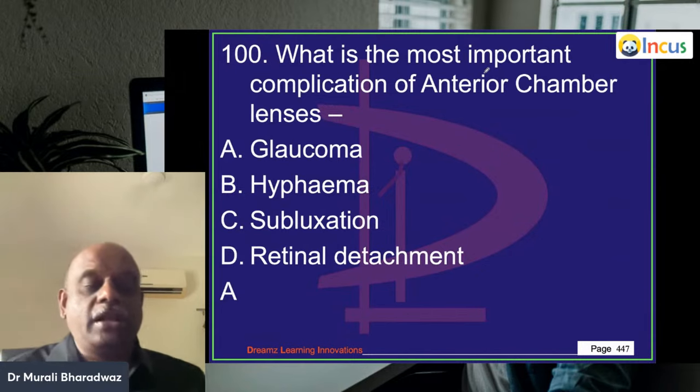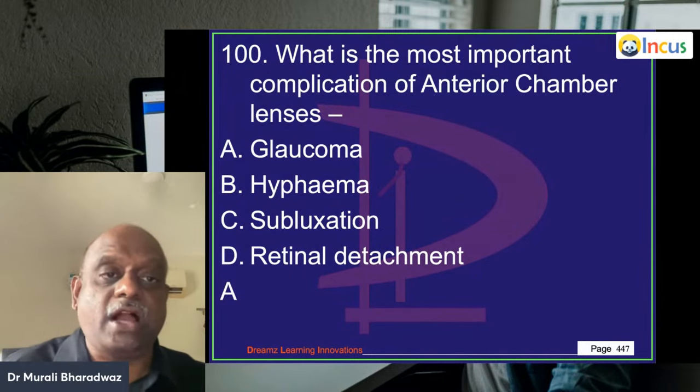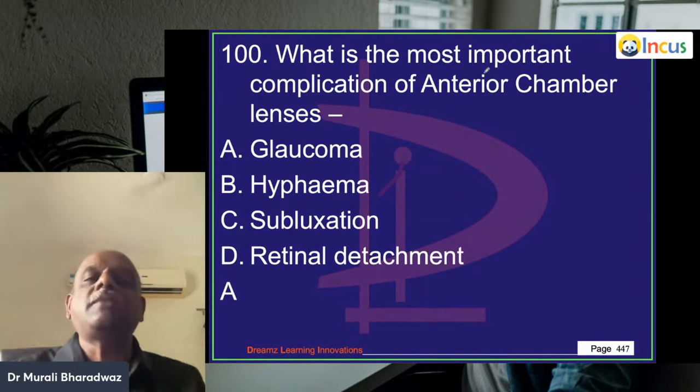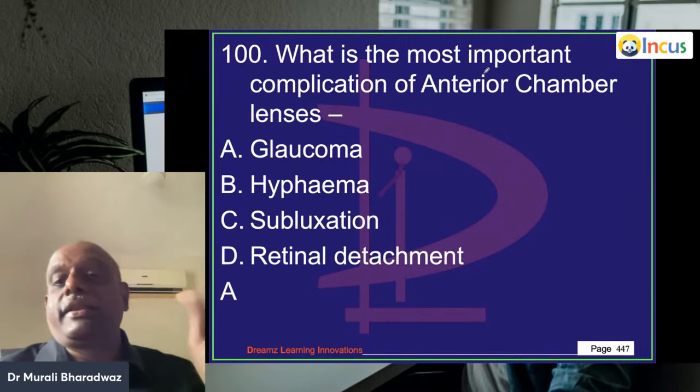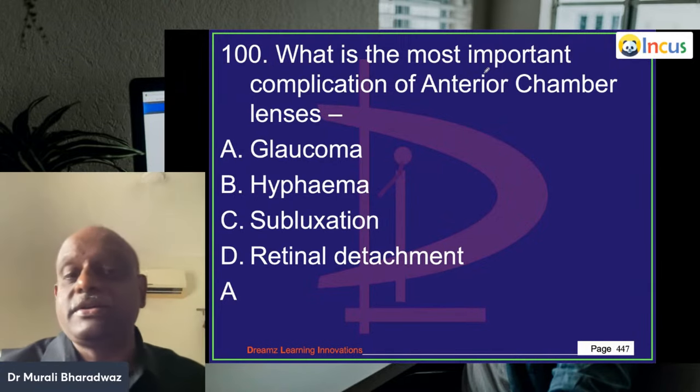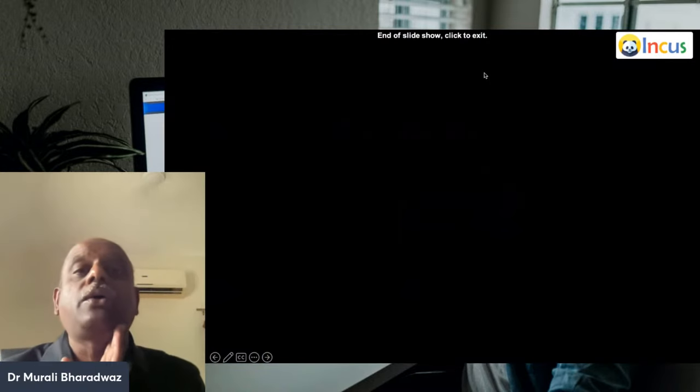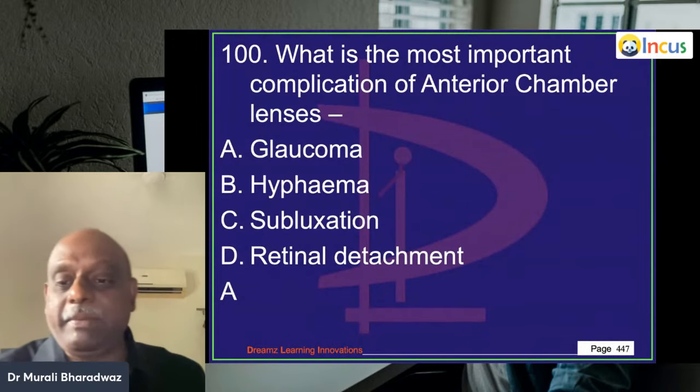So the last question for today's evening, doctor, what is the most common complication of the anterior chamber intraocular lens? Glaucoma, is what you need to remember.